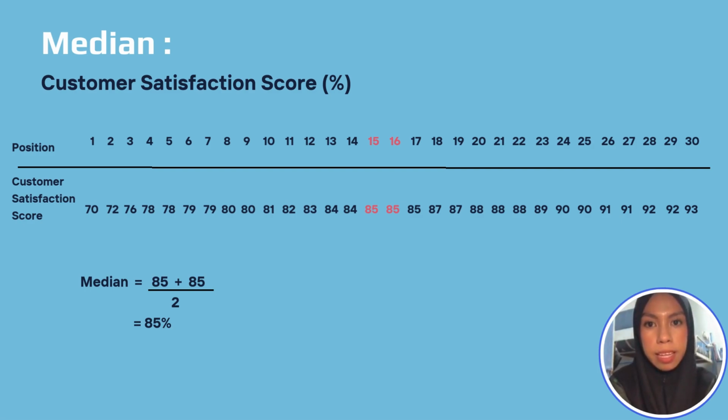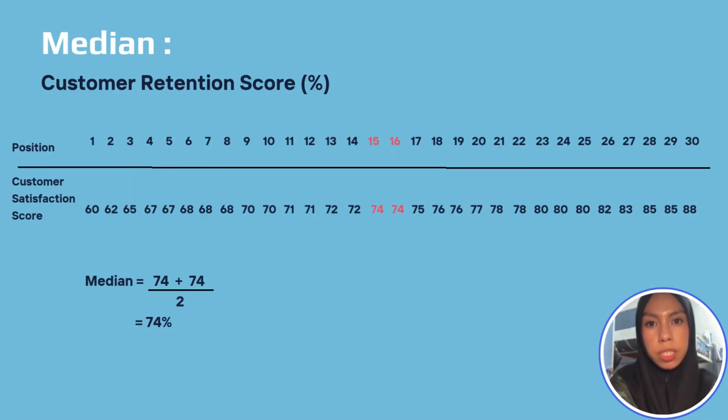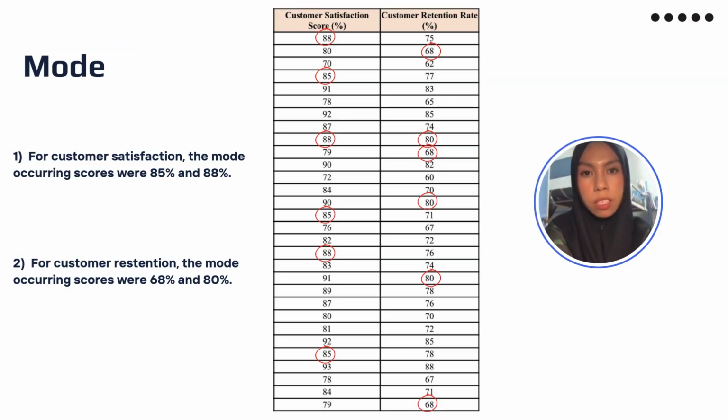For this data, the median for customer satisfaction is 85% because the number in the middle is 85. While for customer retention, we got 74 because 74 plus 74 divided by 2 equals 74. So the median of customer satisfaction is higher than customer retention. The last one is mode.